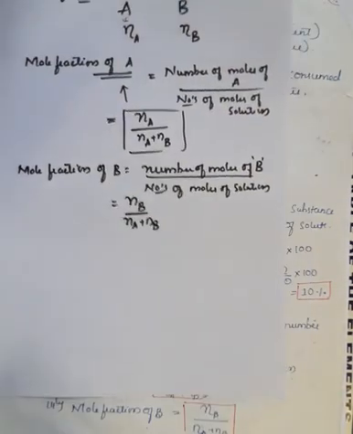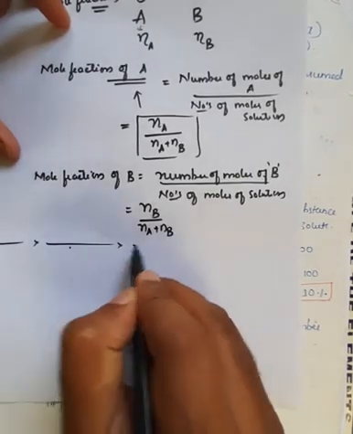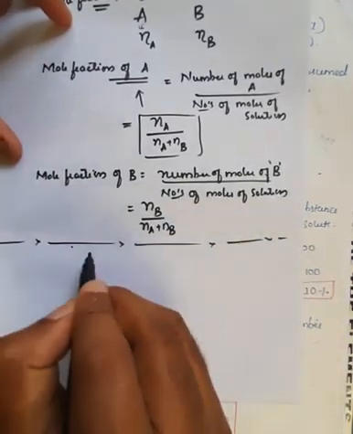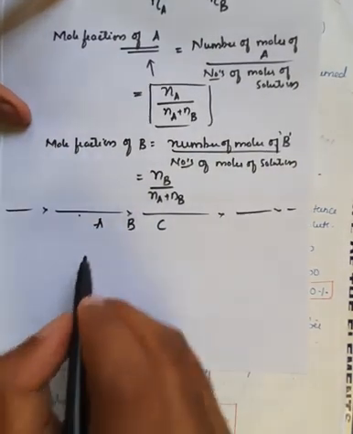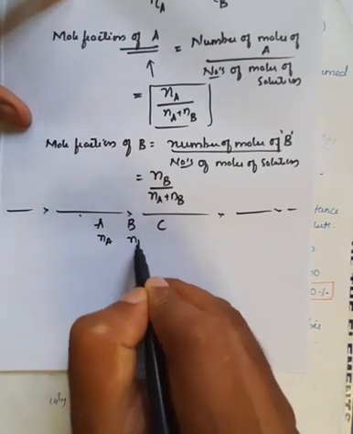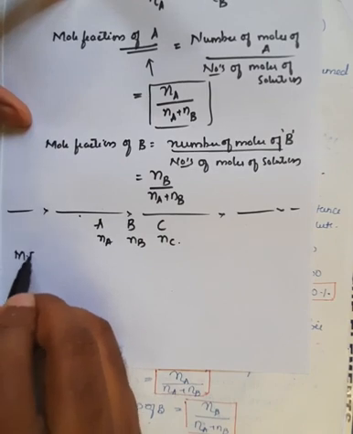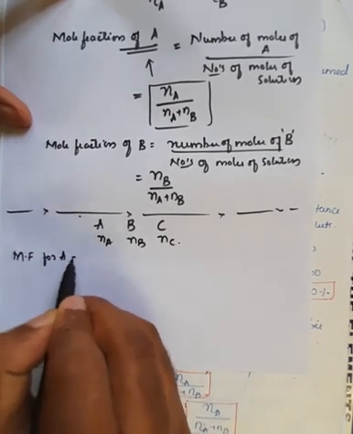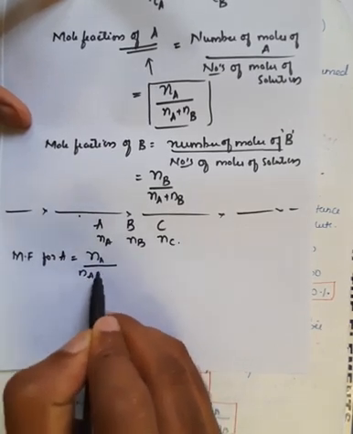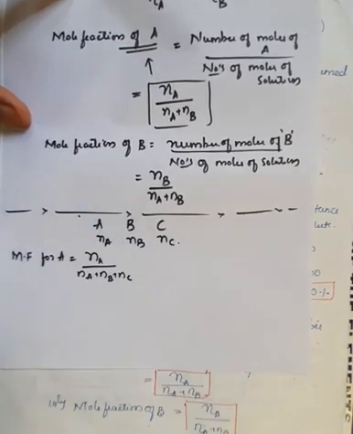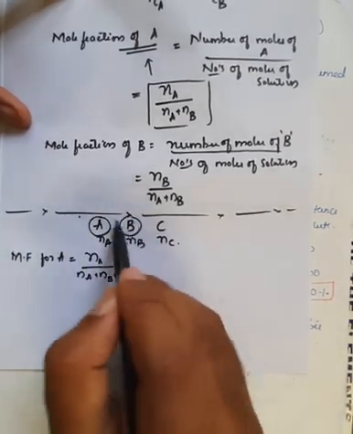Say for example, there are three different molecules like this. In the second example, there are A, B and C. The number of moles in case of A is Na, in B is Nb and in C is Nc. If you want to calculate the mole fraction for A, I will write it as Na divided by Na plus Nb plus Nc, because it is made up of three different molecules: one is A, one is B, one is C.